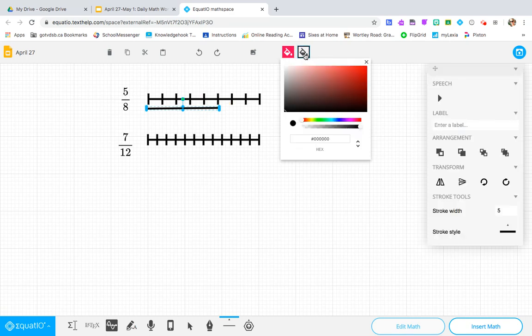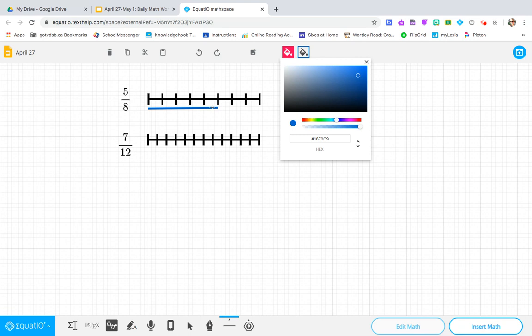Sometimes the color gives me a little bit of a hard time. Let's see if it's going to do that today. There we go. We will make it blue. And let's add another line at the bottom to show our 7/12. So did I grab a line? Let's make sure. There it is.